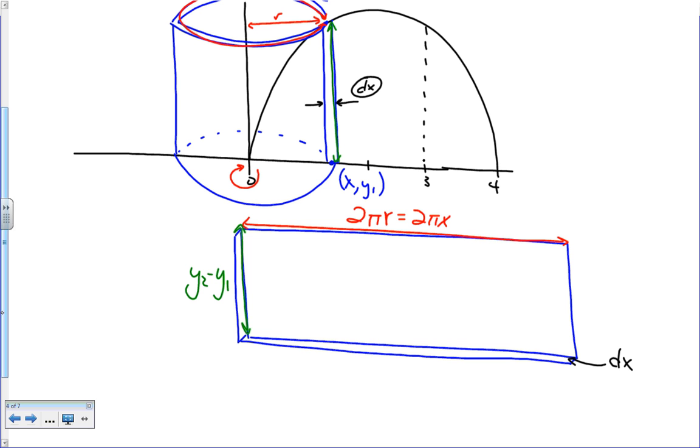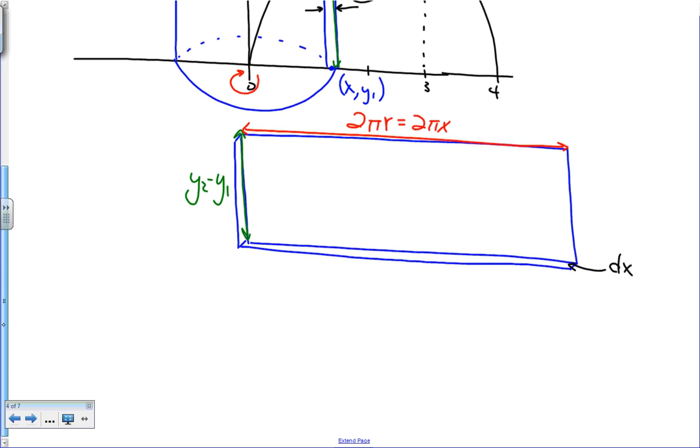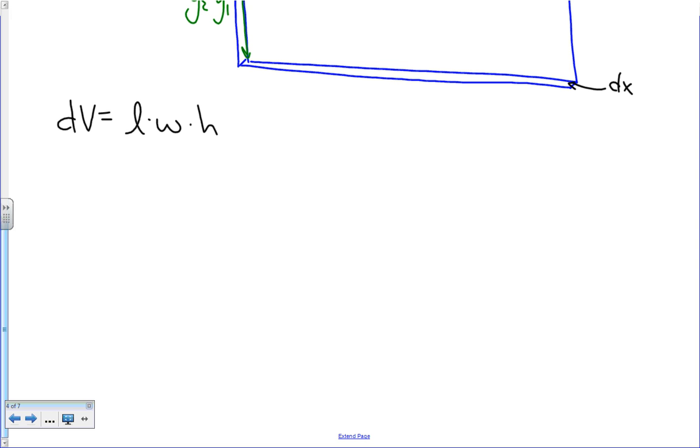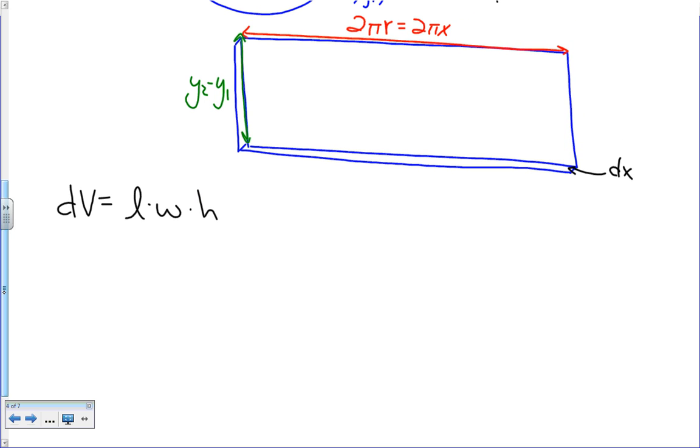So I have a three-dimensional solid. It's got a length, it's got a width, it's got a height. I want to find the volume of that guy right there. So we call that dV. dV is equal to length times width times height, or thickness as we put it in our notes there. But dV is equal to our length, which is 2 pi times x, times the width, which is going to be y2 minus y1, times the height or the thickness of this, which is dx. Again, you'll notice that we're making a differential equation here that we're going to use integration to solve.